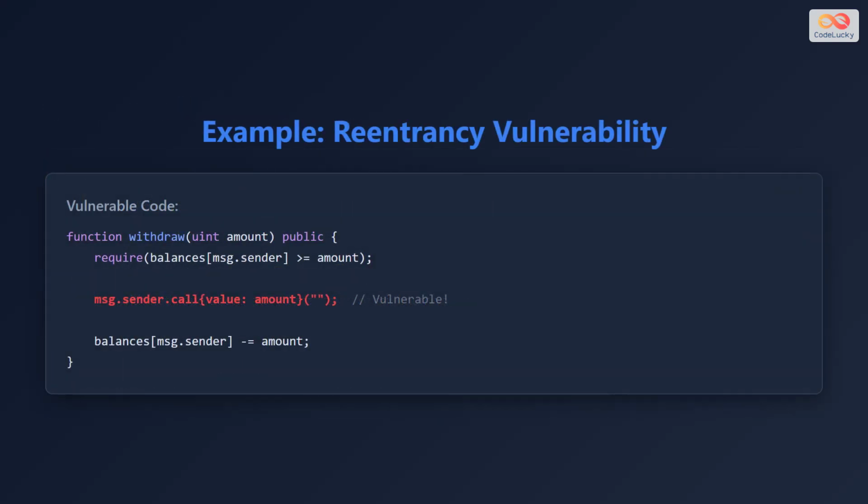Here's a real example of a reentrancy vulnerability. In this withdraw function, the contract first checks if the user has sufficient balance. Then it sends Ether to the user using the call function. Only after that does it update the user's balance. The problem is that the call to the user's address happens before the balance is updated. A malicious contract can exploit this by calling withdraw again before the balance update occurs, repeatedly draining funds from the contract.